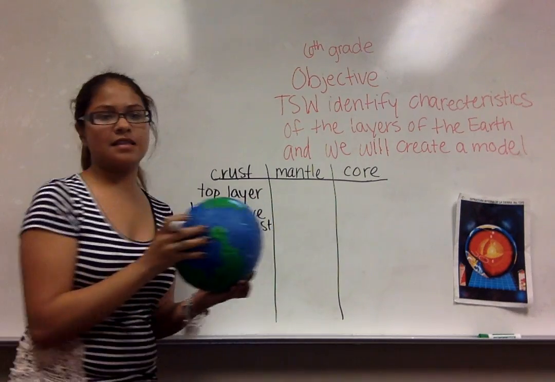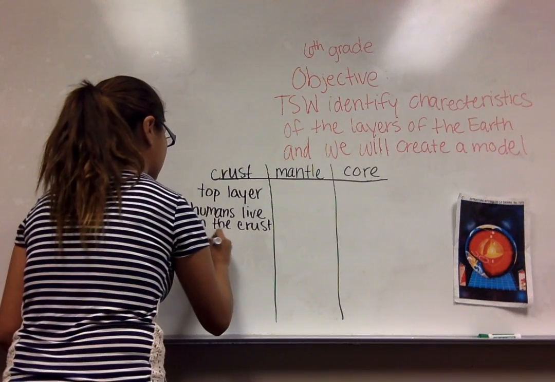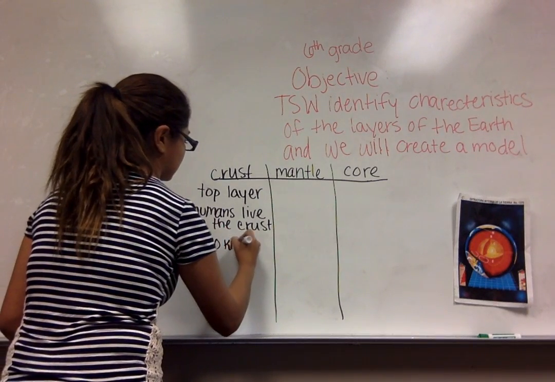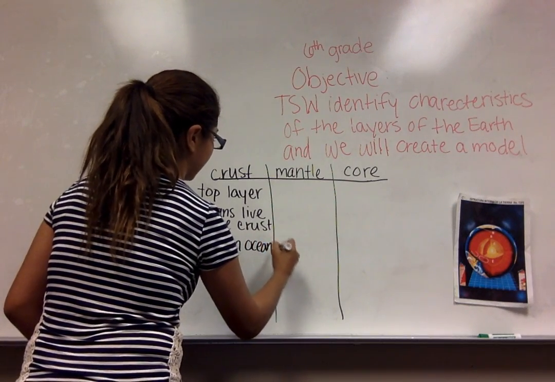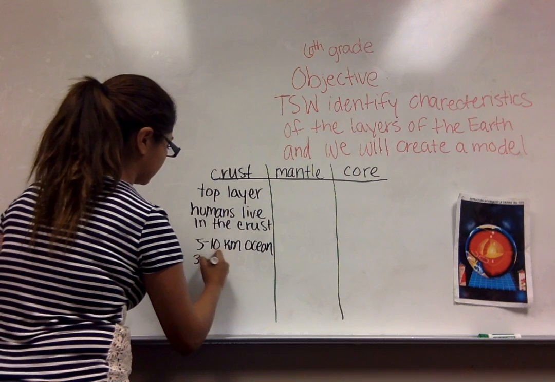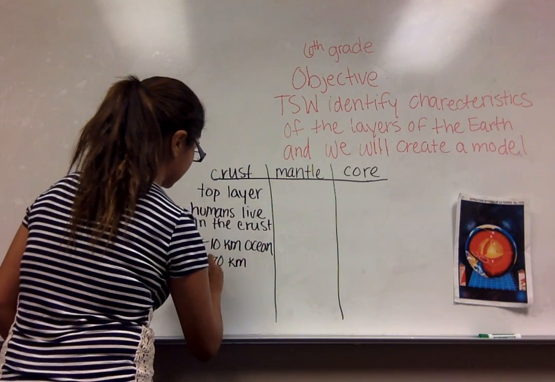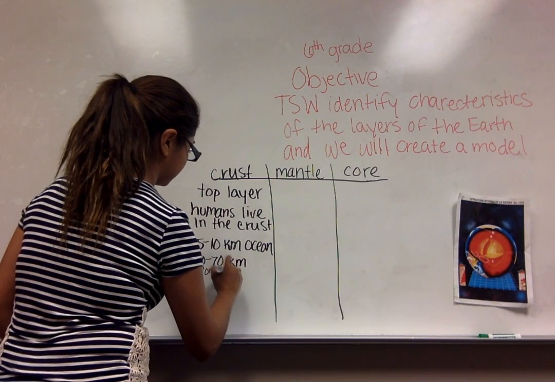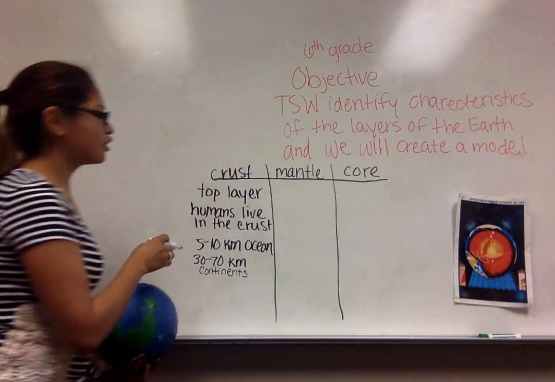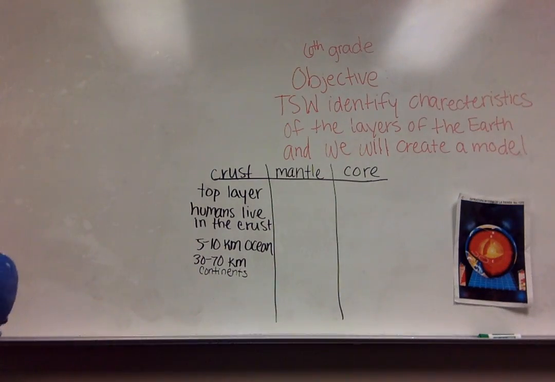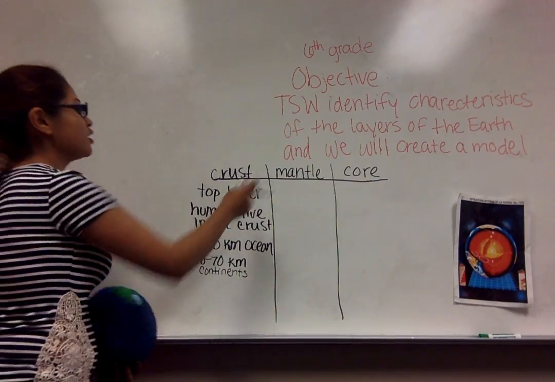What about the thickness? It told us about the thickness. It told us that it was 5 to 10 kilometers in the oceans, and that it was 30 to 70 kilometers in the continents. In the ocean, it was 5 to 10 kilometers, right? Yes. Okay. So make sure you take your notes. You're copying this information. So now let's move on to the mantle.